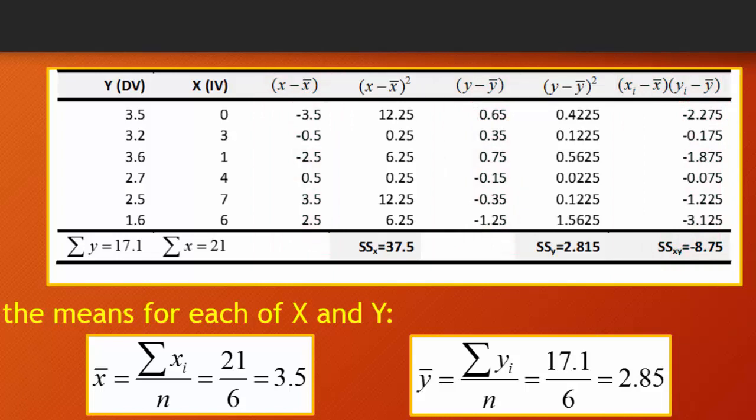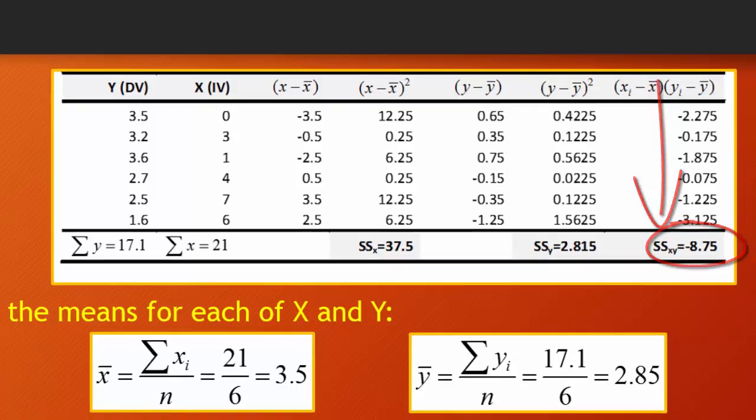We'll do that all the way to the last observation where we had an x of 6 and a y of 1.6. And when we sum the x minus x bar times the y minus y bar, that 2.25 times negative 1.25 gives us a negative 3.125. Let's sum this final column, the product of the x minus x bars times the y minus y bars, and that'll give us a sum of squared errors shared between x and y of negative 8.75.